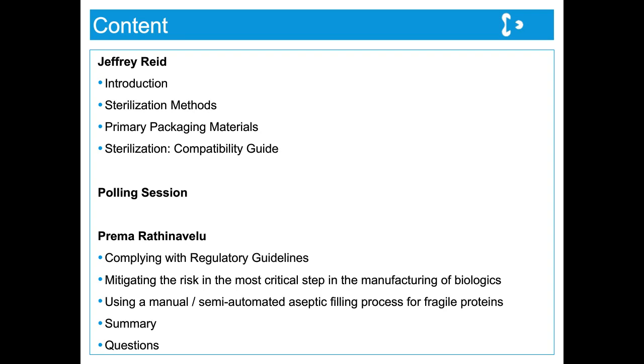After this, I want to touch on the different material compositions that can be utilized for primary packaging components. I have these categorized in five groups, which are glass, plastic, rubber, metal, and paper. Out of these five groups, I want to take out the two most commonly used material compositions for packaging drug products, which are glass and plastic. I want to then take these material compositions and provide you with a compatibility guide, which will give you insight on specific methods that should be utilized when sterilizing these material compositions. After this, we'll have our polling session.